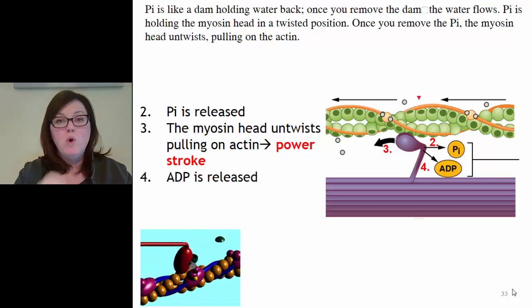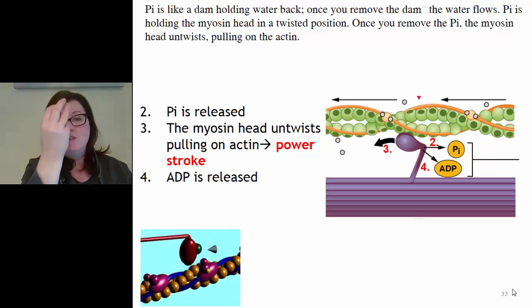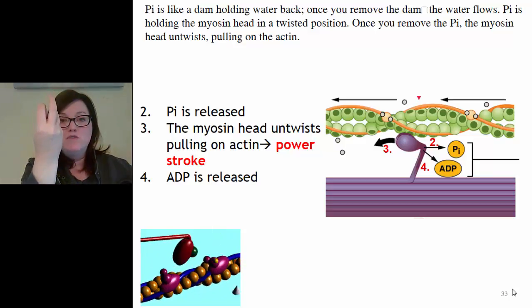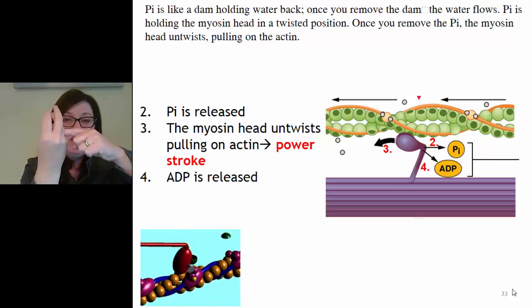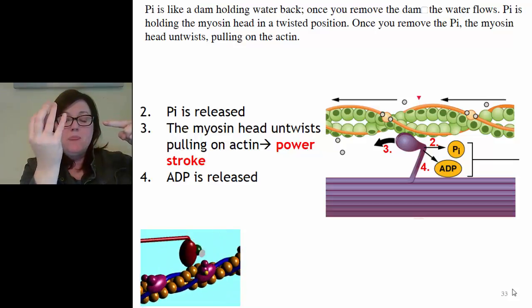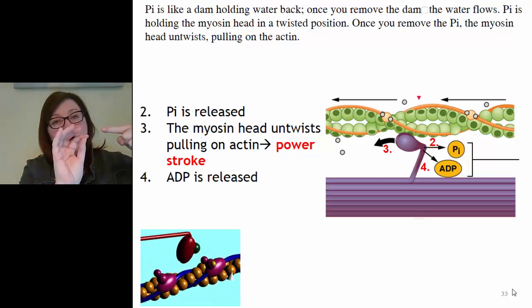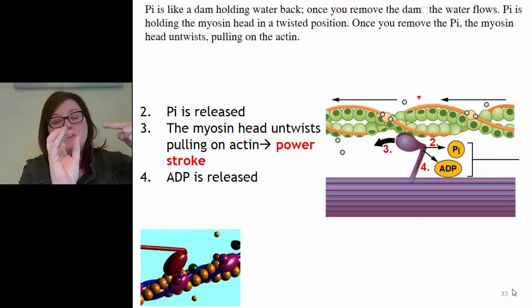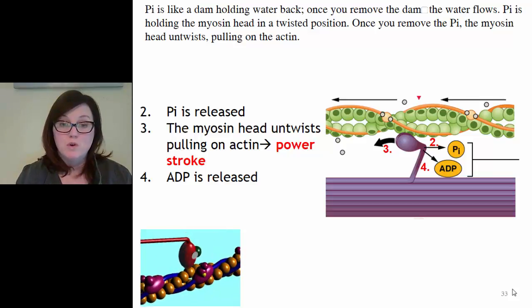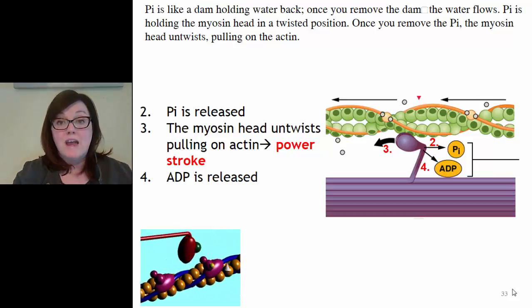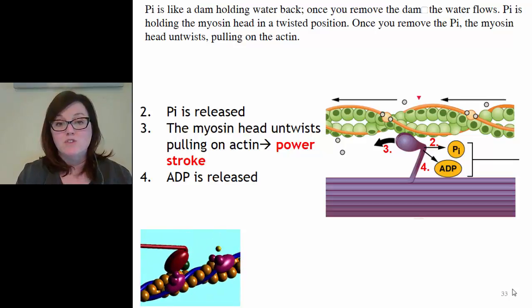The phosphate group was holding the myosin in this weird twisted torque position. The phosphate group was like a pin holding the myosin in that high energy position. And once you pull out the pin, the myosin head is capable of unwinding or untwisting, and as it does so, it pulls on the actin, causing the power stroke. This is the actual sliding event that occurs during contraction.